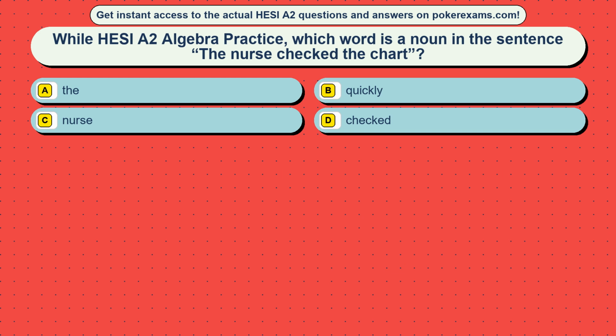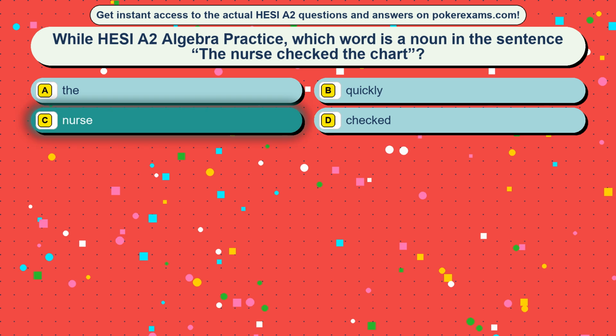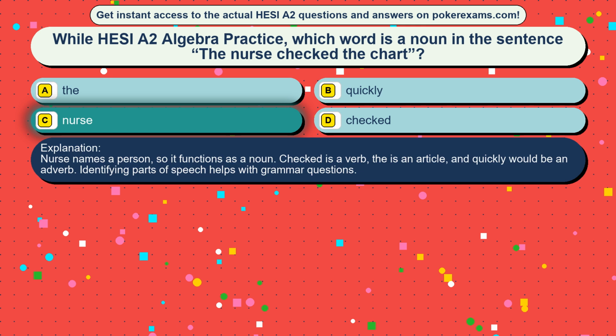Question 47. While HESI A2 algebra practice, which word is a noun in the sentence "The nurse checked the chart"? Option A, the. Option B, quickly. Option C, the nurse. Option D, checked. The correct answer is option C, nurse. Nurse names a person, so it functions as a noun. Checked is a verb, the is an article, and quickly would be an adverb. Identifying parts of speech helps with grammar questions.